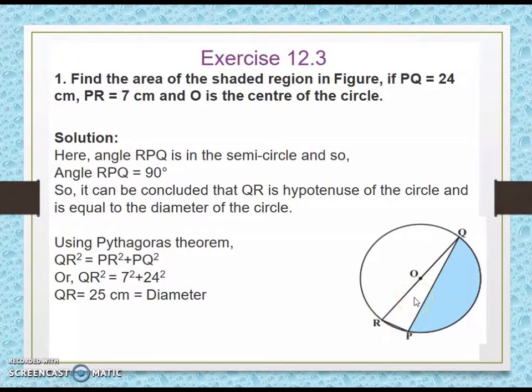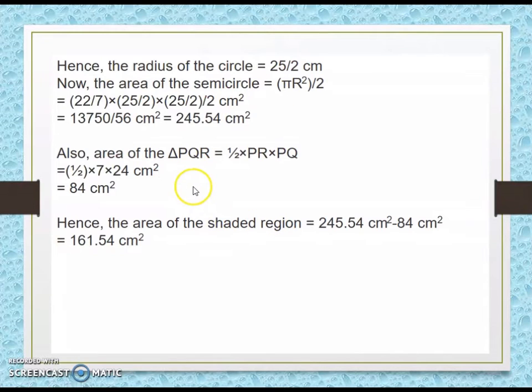Area of this triangle will be half into base into height. So base is PQ, that is 24, and height is PR, that is 7. So this will be the area of the semicircle, 245.54 centimeter square. Area of triangle PQR is half into PR into PQ. So when you calculate, it will come as 84 centimeter square. Then you will subtract both, that will give you the area of the shaded region, that is 161.54 centimeter square.